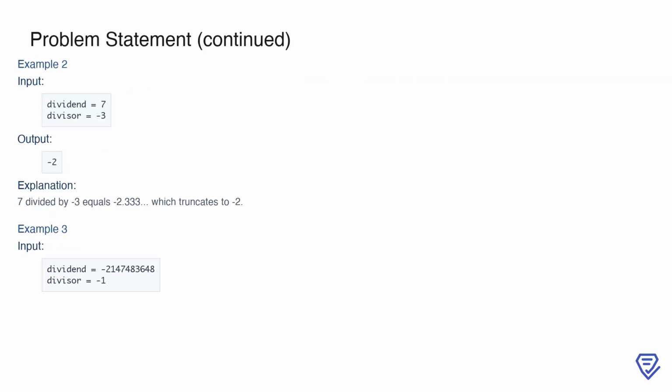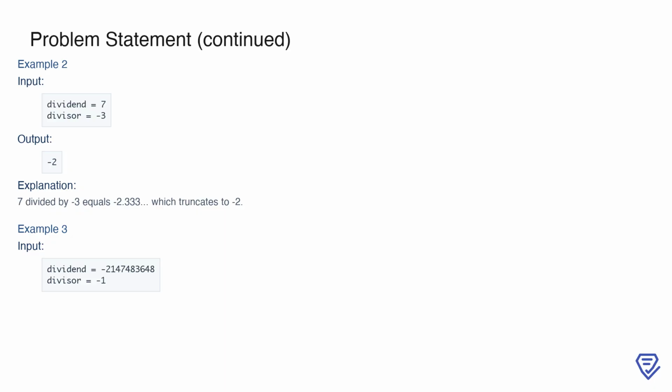Now, consider another example where the dividend is 7 and the divisor is minus 3. Dividing 7 by minus 3 gives minus 2.333. Again, truncating towards 0 means we drop the fractional part, so the result becomes minus 2. This behavior ensures that the quotient is always an integer value, with any decimal portion removed.